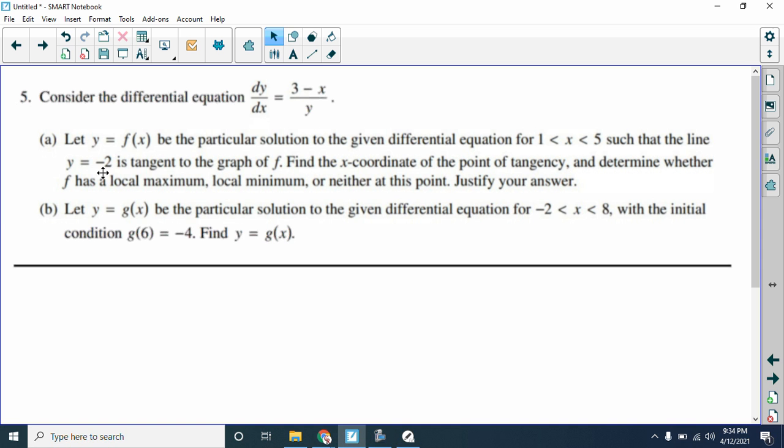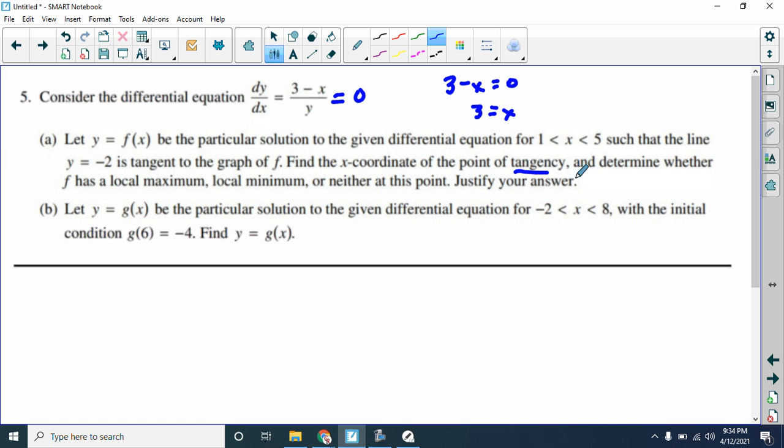So y equals -2 is tangent. So this is a horizontal line. If a horizontal line is tangent to the graph, then we know that the slope is 0. So I have an equation for slope. If I set that equation equal to 0, multiply by y, I get 3 minus x is 0. So x is 3. Find the x-coordinate of the point of tangency. That's what we just did. X equals 3.